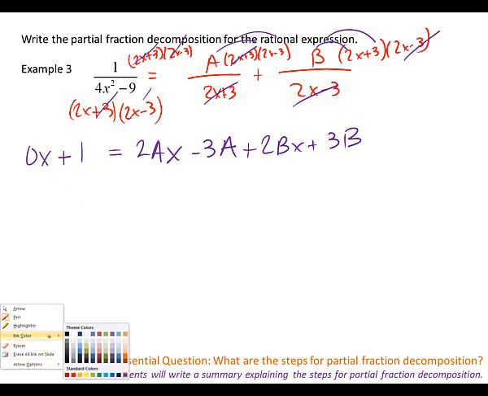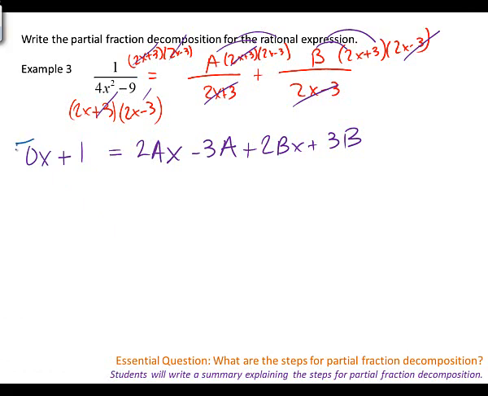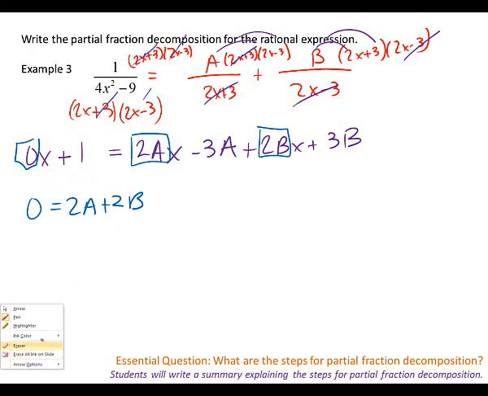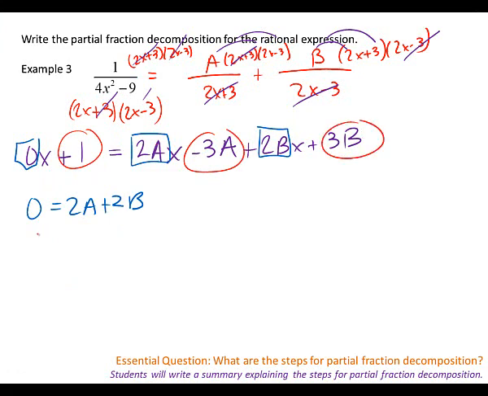All right. So let's go with our, what did we use first? Blue? So I'm going to box in blue my coefficients in front of my x. So my x equation would be 0 equals 2a plus 2b. Then I'm going to circle in red all the constants that are left. So I have 1 equals negative 3a plus 3b.